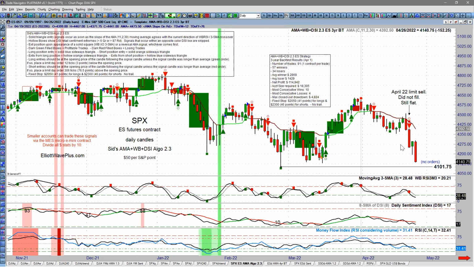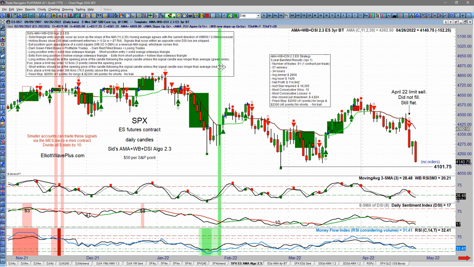For instance, the DSI tonight, there it is right there, 17% of retail traders are currently bullish. That's a pretty low number, although it can go lower, like right back here on February 24. It went all the way down to 10.